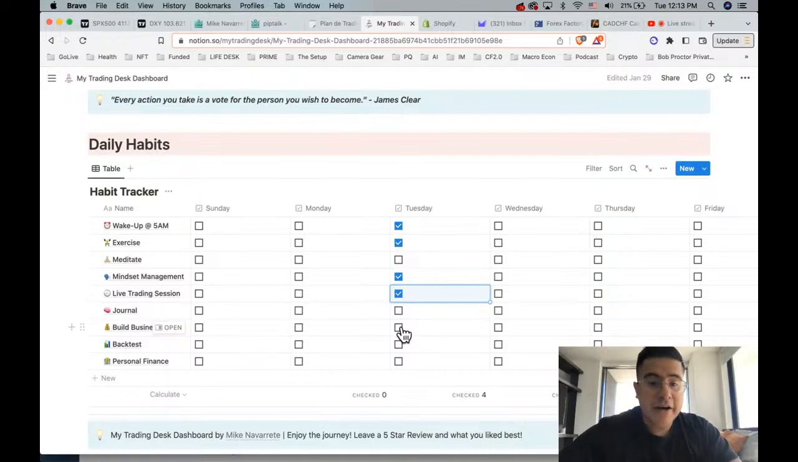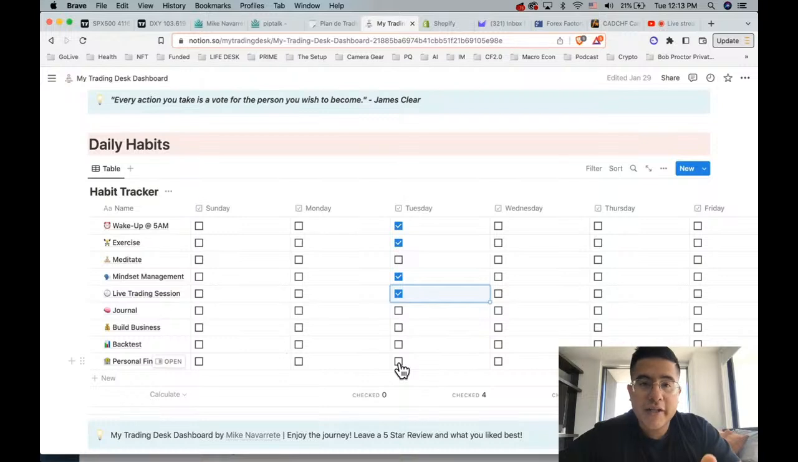Now, from there, building the business, back testing, your own personal finances, these are things that you can add to your own tracker, right? These are things that may or may not have something to do with trading. Back testing, I don't back test every single day by any means, but this is something that's still really important. So I want to make sure that you can see, okay, what days am I back testing? Am I doing this at least once a week?